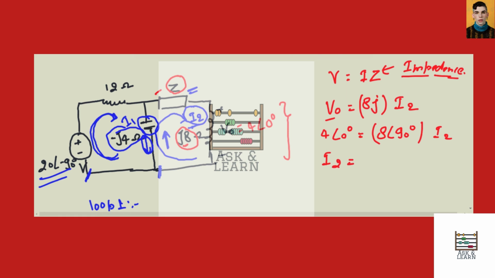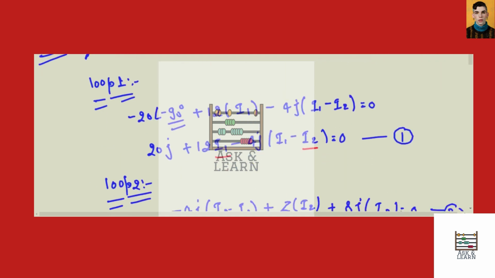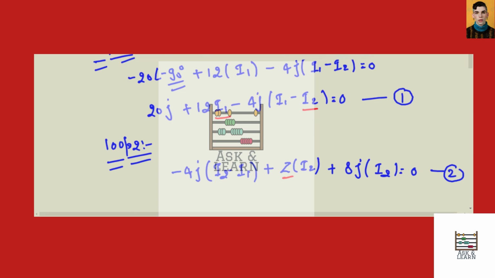The value of I2 will be 0.5 angle minus 90 degrees. So this is our value of I2. Now we have two equations and two variables. We can easily solve both of them and get the value of the remaining two variables. So let's proceed further for the calculation of equation 1 and equation 2. Let's put the value of I2 in equation number 1.